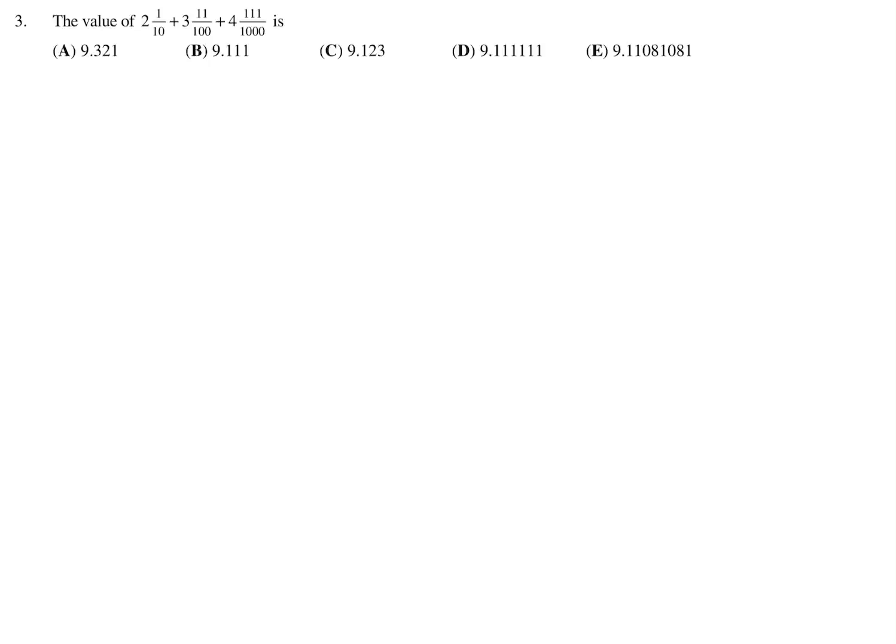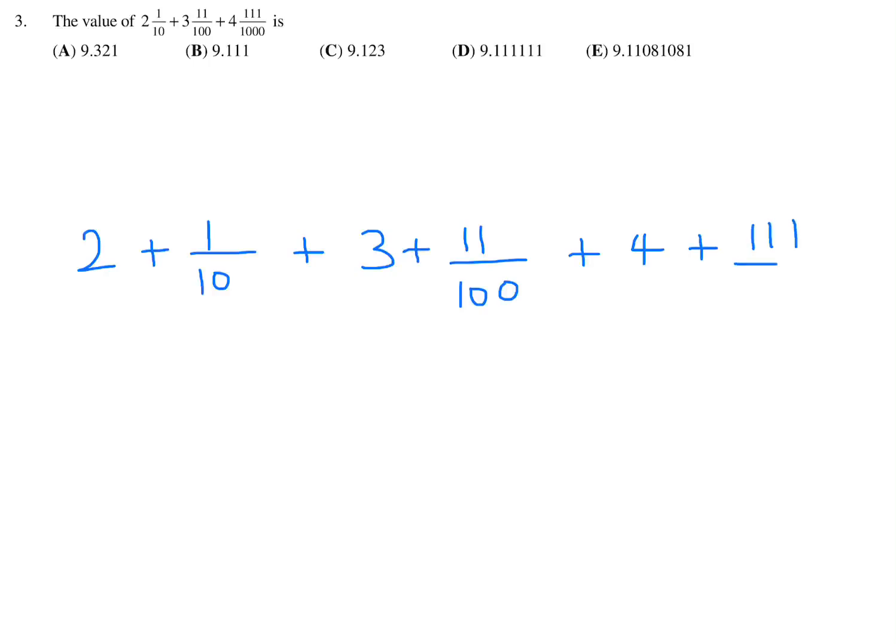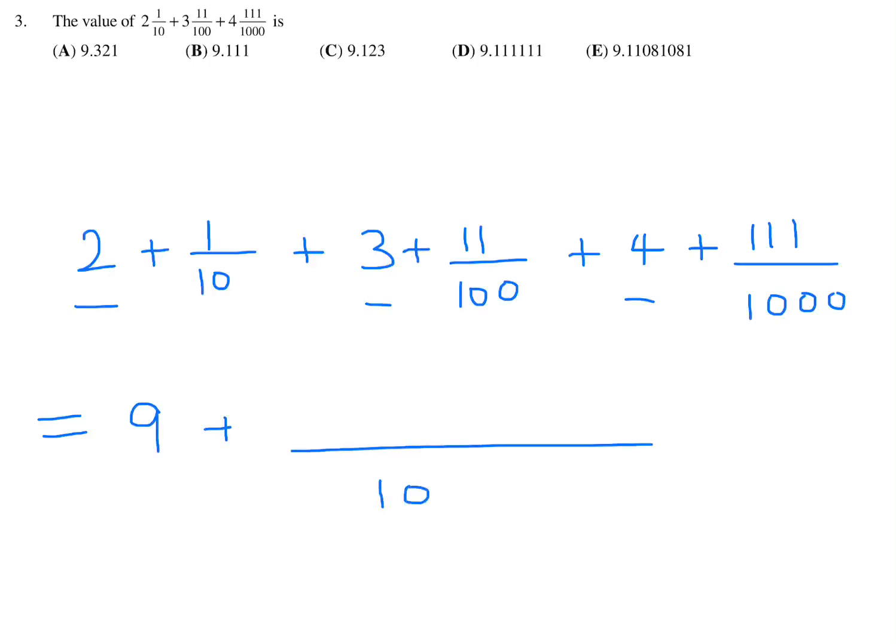The value of 2 and 1/10, 3 and 11 over 100, plus 4 and 111 over 1,000 is? Well, best thing is just to break it up into whole numbers and fractions, and that will make it a little bit easier for us. So here's the breakup. The whole numbers are just 2, 3, and 4. Those of course add up to 9. And then to add up the fractions, you're going to need a common denominator, which is 1,000 in this case. For this one, you'll have to multiply top and bottom by 100, so you get 100 there. For this one, you'll have to multiply top and bottom by 10, so you get 110. And this one, you just leave it the way it is.